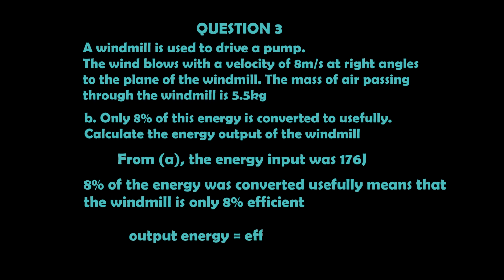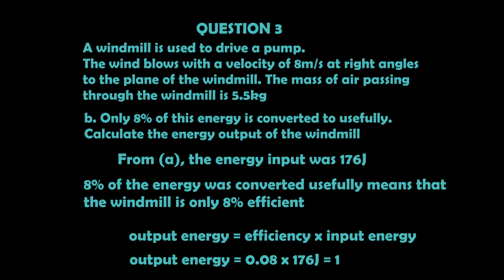From the formula for efficiency, the output energy can be expressed as efficiency times input energy. We put in our values, 8% will give us 0.08 times 176 joules, which is the input energy, and the answer is 14.1 joules. Question 4.